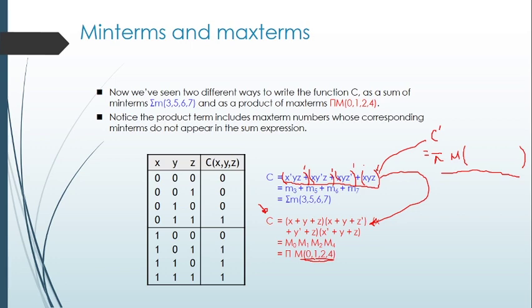So in the end, what we'll get is that C prime will be simply the product of max terms. Which max terms? The same max terms: 3, 5, 6, and 7.